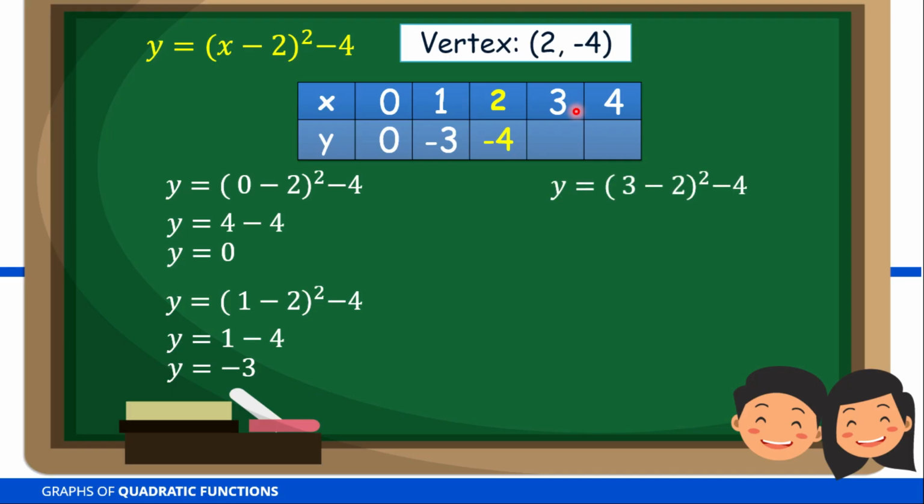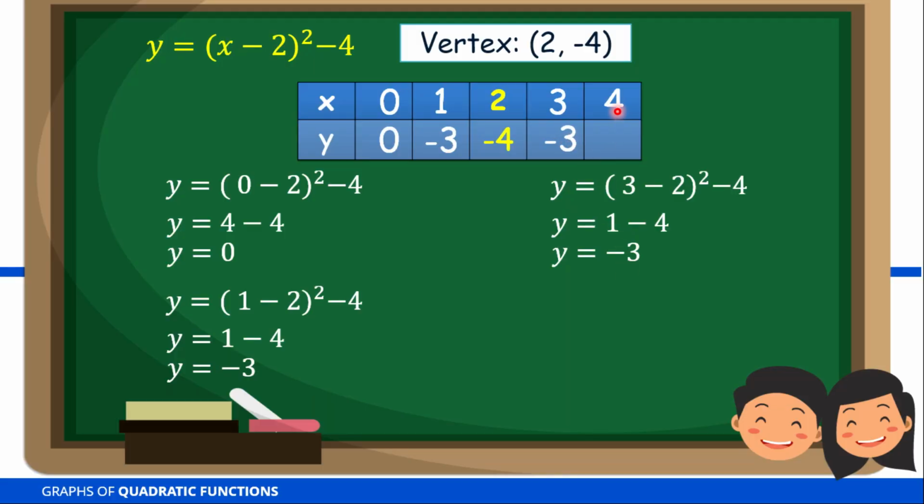Next, we have positive 3. Yung x palitan natin ng 3. So we have quantity 3 minus 2 squared minus 4. Simplify. 3 minus 2, we have 1. 1 squared, answer is 1 minus 4. 1 minus 4, we have negative 3. Ilagay na natin ulit sa ating table of values.